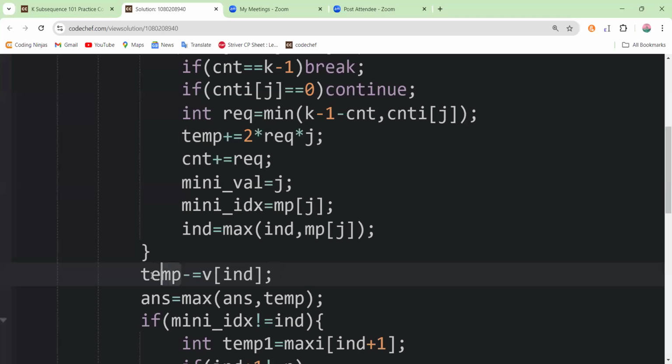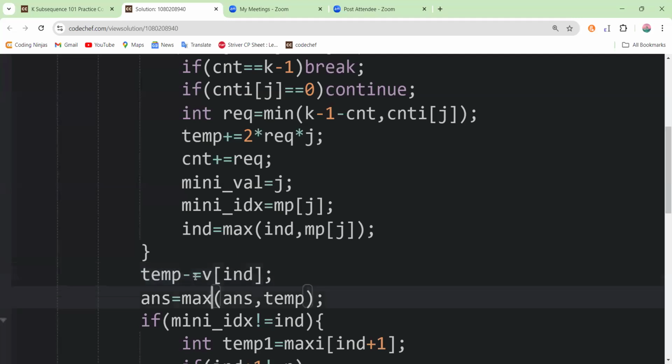So now does everyone agree that my temp actually now stores the maximum sum I can get from the k-length subsequence if I am choosing the ith index as my first element and the remaining k-1 elements, maximum remaining k-1 elements, from its right? If I am doing that, temp can be the maximum value. Does everyone agree with this?